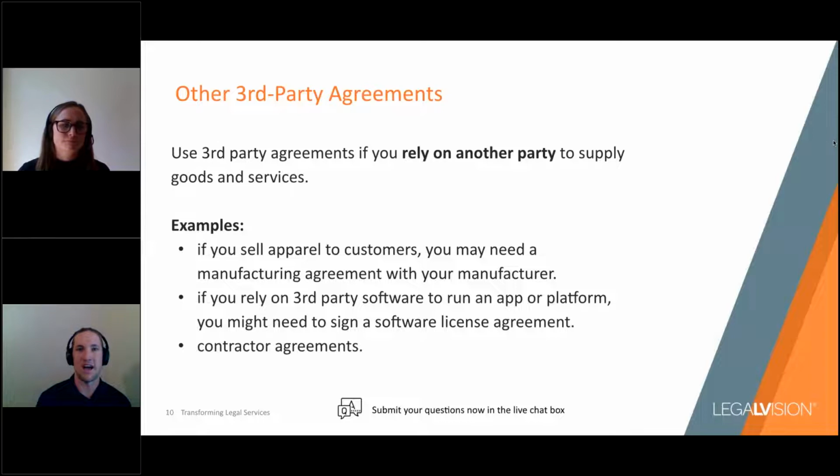Some other examples are, from an IT perspective, if you're running an app or a platform, you might be relying on third-party software providers. So you could have Google Maps integrated into your app, which means that you would likely be signing a software license agreement. Now, when you're contracting with big third parties like Google, it's likely that you wouldn't really be able to negotiate that agreement, but it's just important to note that you might have to sign onto it, and it's a good idea to be well versed on what your obligations are under that agreement.